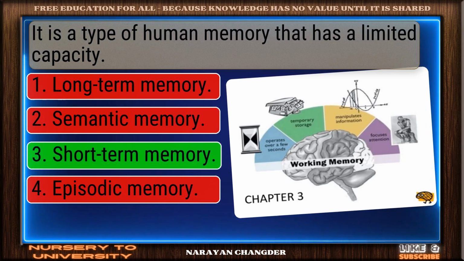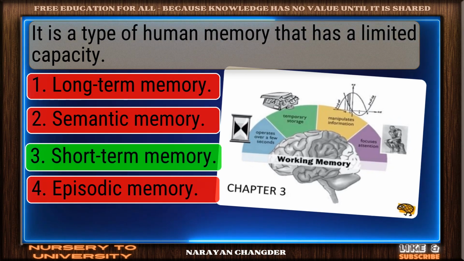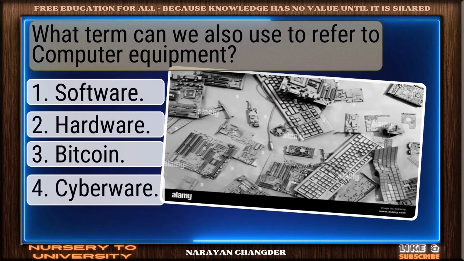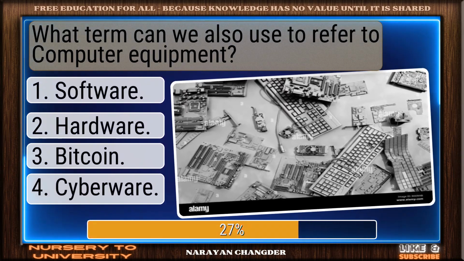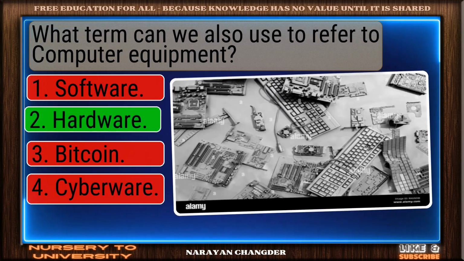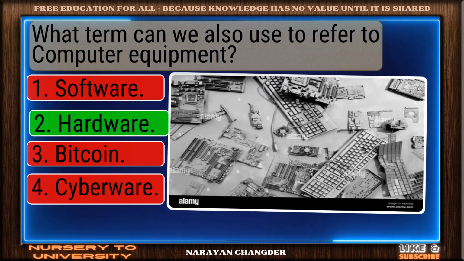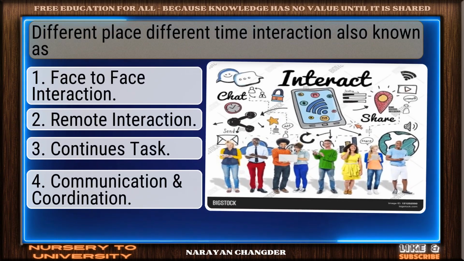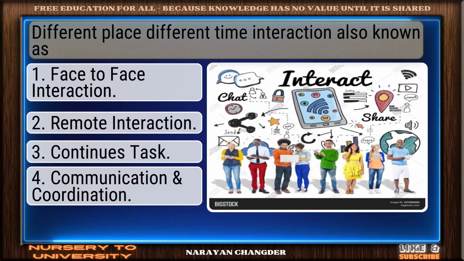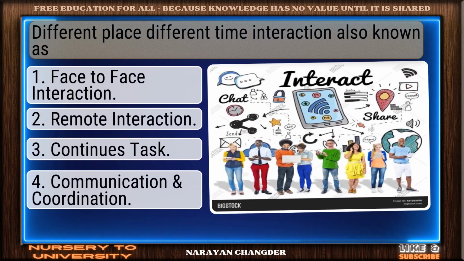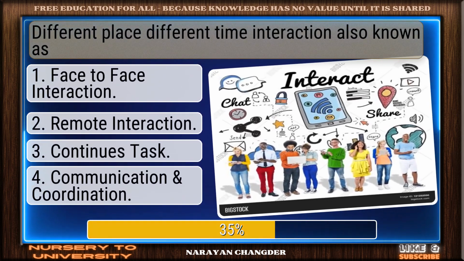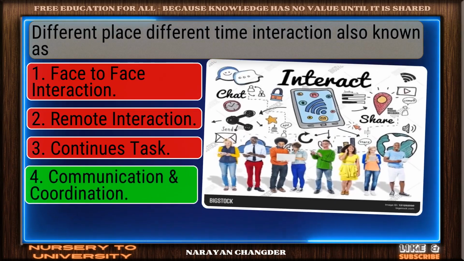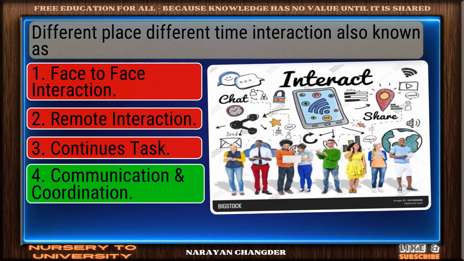You chose short-term memory, and it is correct. Question number 39. What term can we also use to refer to computer equipment? On track. Hardware is the correct answer. Question number 40. Different place, different time interaction, also known as? Good job. Your answer communication and coordination works well here.